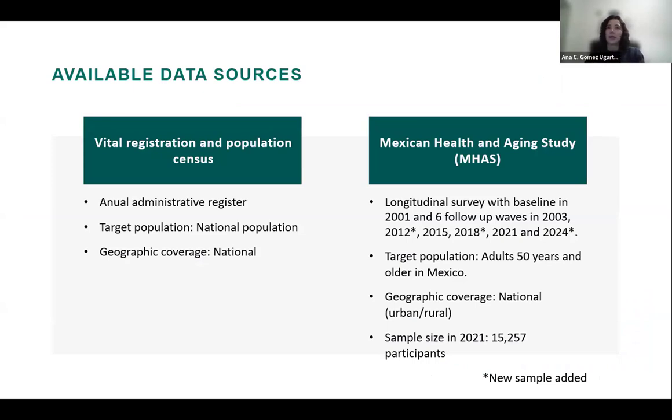On the other side, we have the Mexican Health and Aging Study, which is a longitudinal survey, very similar to HRS. In Mexico, it has been conducted since 2001, and it has 6 follow-up waves in the years that I show here. In 2012, 18, and 24, they added new sample to the survey to fill out the younger cohorts, to always have a population that's representative for adults 50 years and older in Mexico. To give you a rough idea of the sample size, in 2021 there were around 50,000 participants. This survey is representative at the national level, with urban and rural disaggregation.